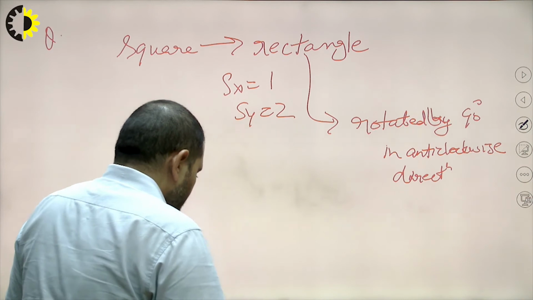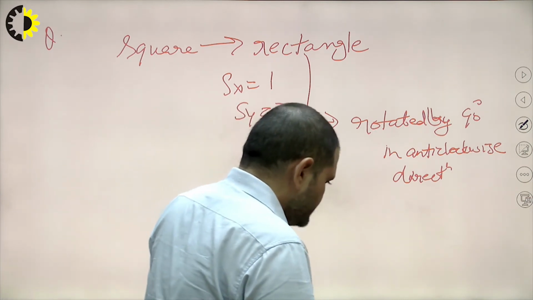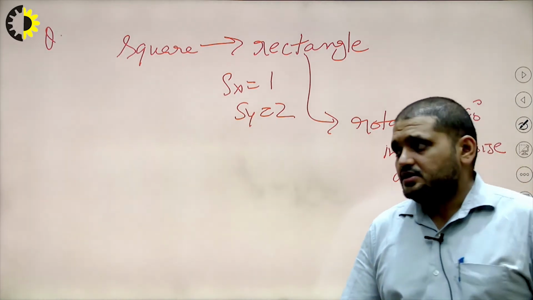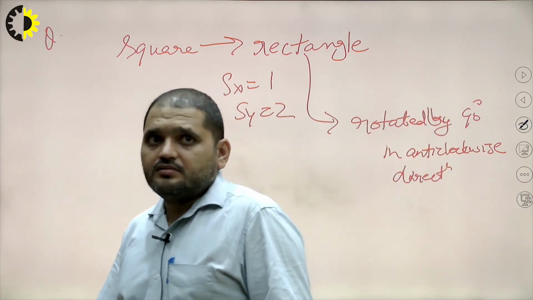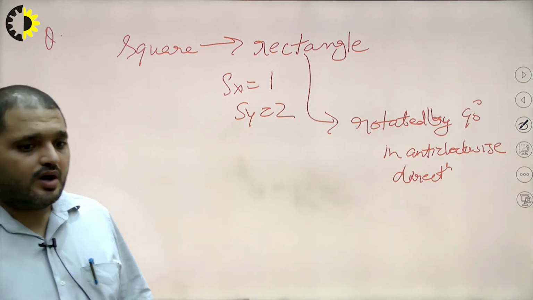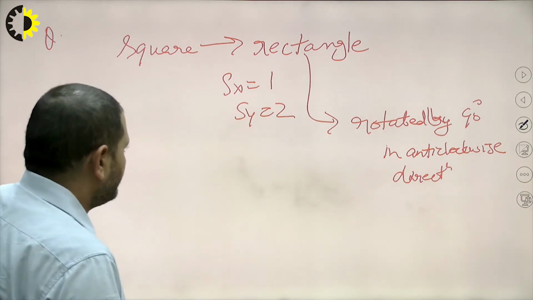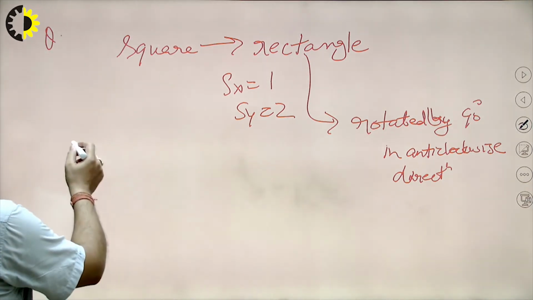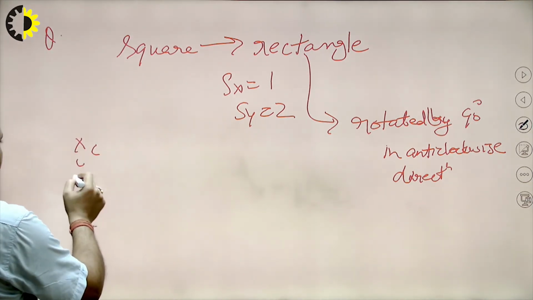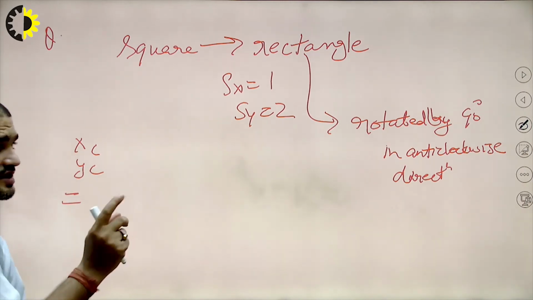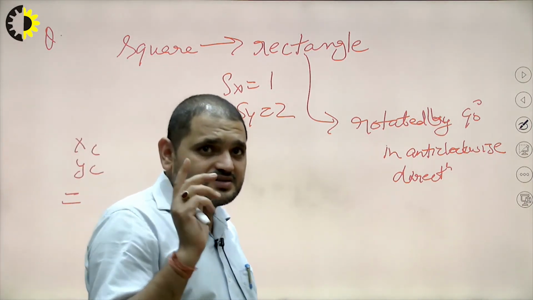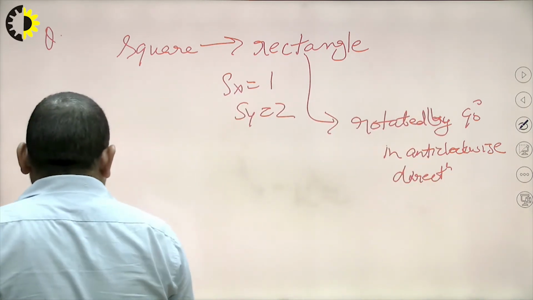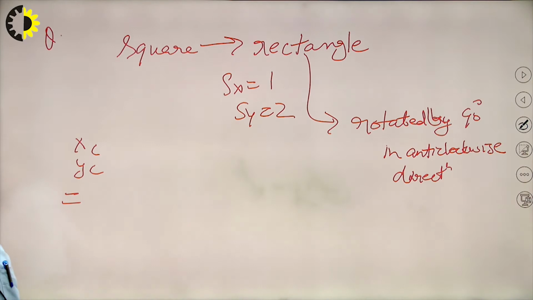We know first we have to translate to the origin, then only we can rotate. This is the basic idea. We have to translate to the origin, then we can rotate. To translate to the origin, there is a point which is to be translated, that is xc and yc. So first you have to translate and align a point of the square to the origin, and that starting point might be xc and yc.